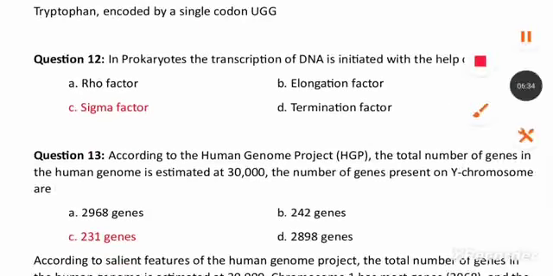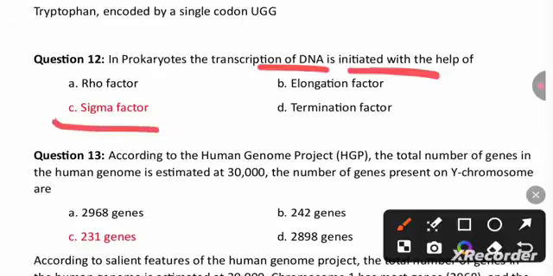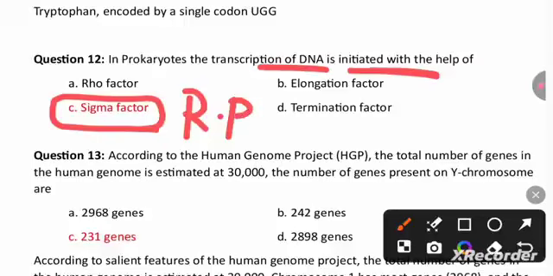In prokaryotes, the transcription of DNA is initiated at the promoter region when sigma factor binds to the enzyme RNA polymerase. When sigma factor binds to the RNA polymerase at the initiator site, then transcription begins.